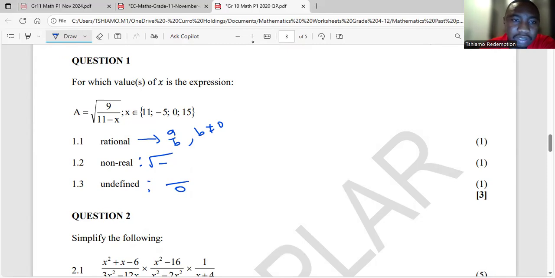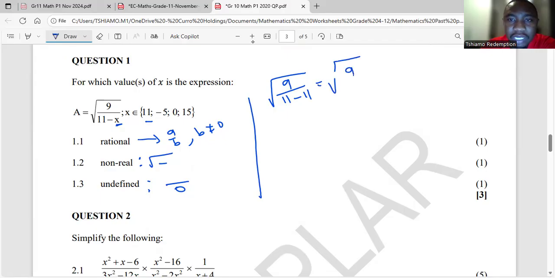So let's start. Here, I can just substitute all the values, then I'll choose from there. The first one is 11. In the place of x, I'm going to put 11. And then how much do I get? 9 over, what is 11 minus 11? 0. So automatically when you see this, we know that we have got an undefined. We cannot divide by 0. So the first value here will be 11.